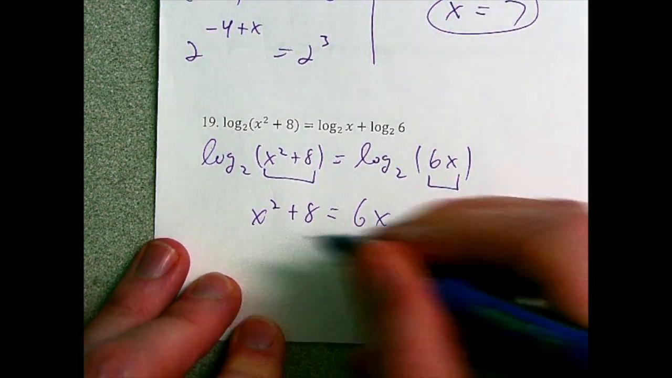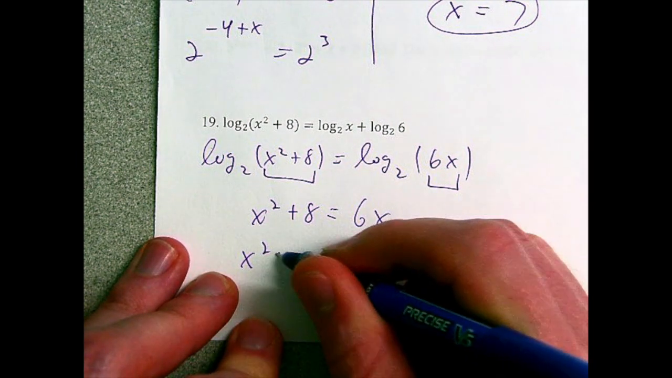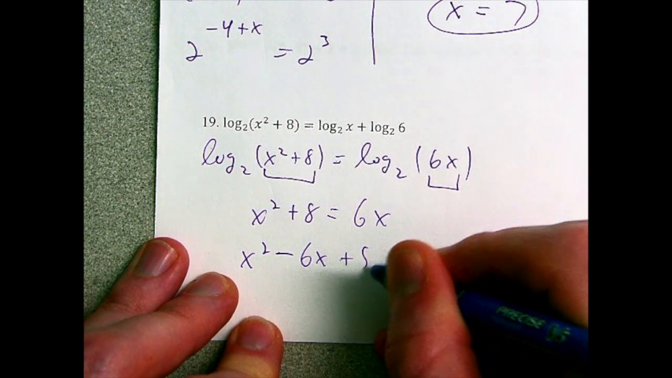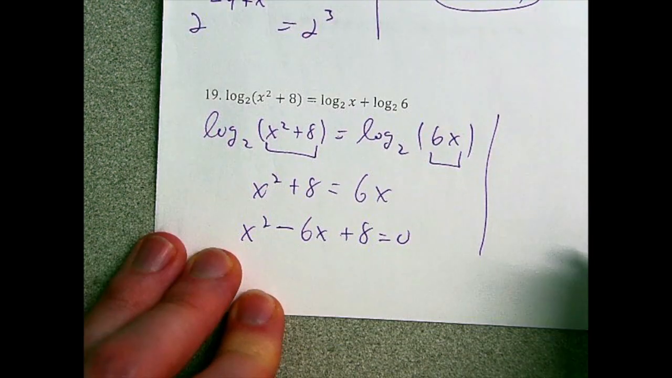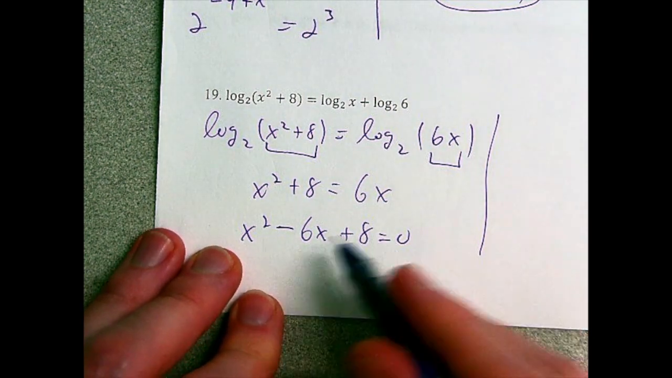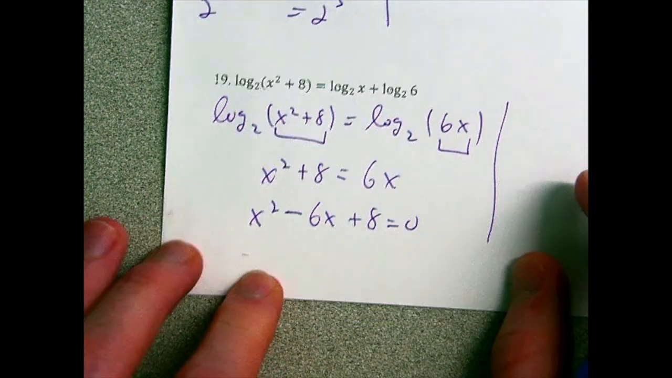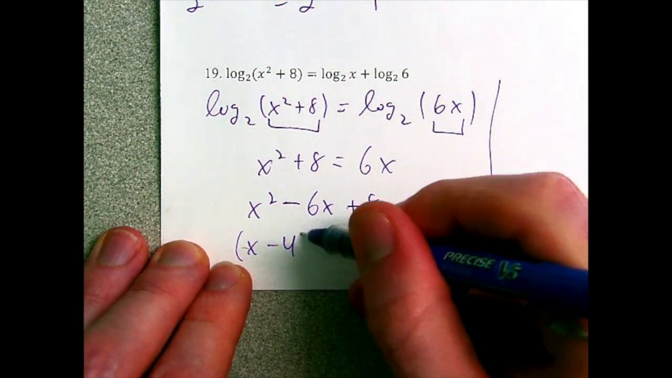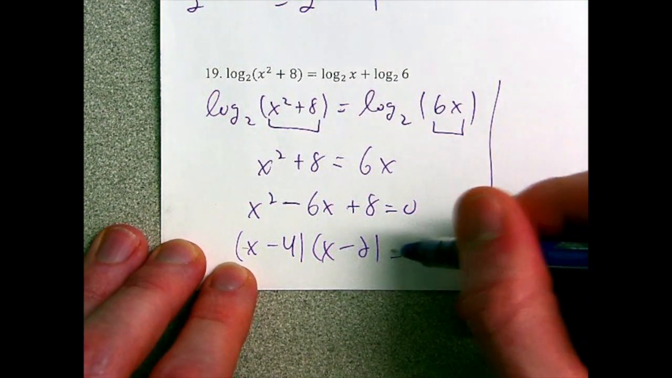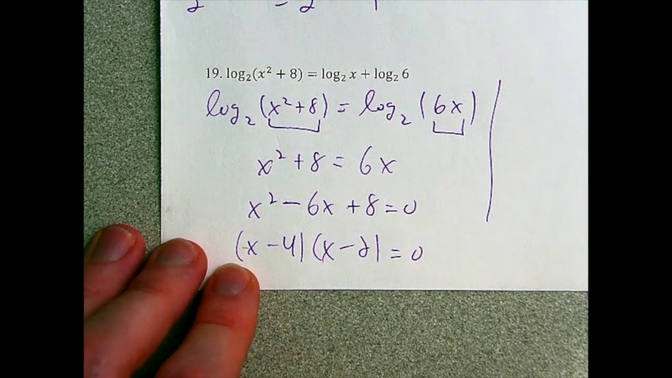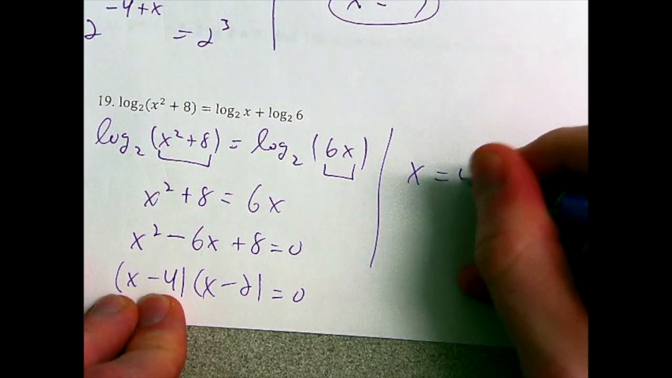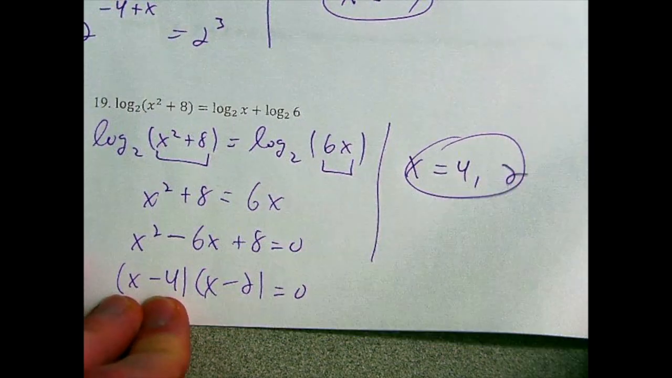Okay, it's a quadratic equation. Let me put everything on one side. Subtract 6x. Probably I should factor. Pair of numbers that multiply to 8 add up to negative 6. Negative 4 and negative 2, right? So x minus 4 times x minus 2 is equal to 0. So I get the two solutions. X is equal to 4 and 2. Cool.